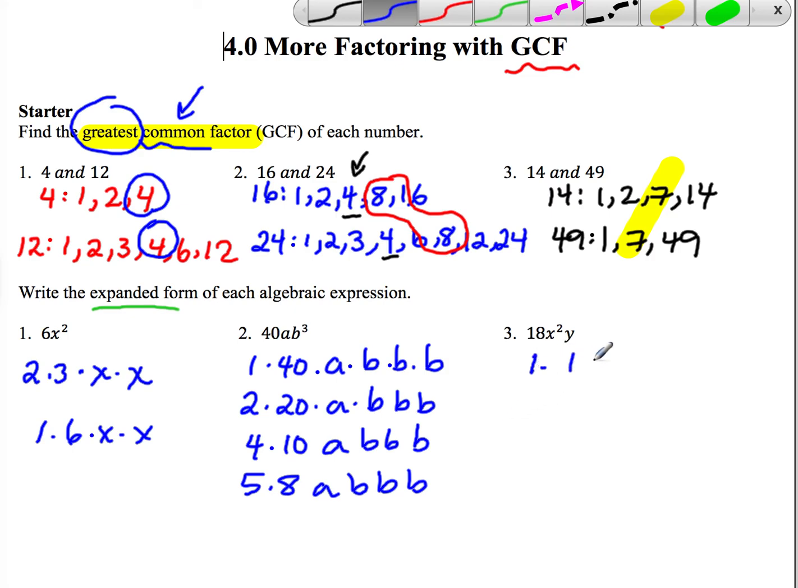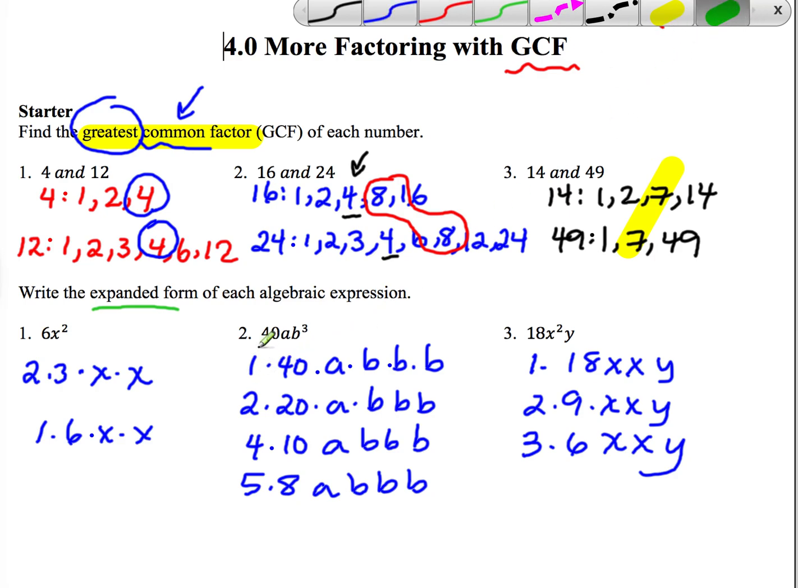1 and 18. X squared is x times y. 2 and 9. X and y. Oh, wait, what about 3 and 6? 3 and 6. X and y. And if you guys notice, one thing that we did here is start with 1, 2. We went in order from least to greatest. Sometimes that helps you not miss any.